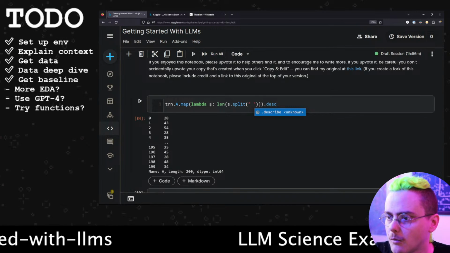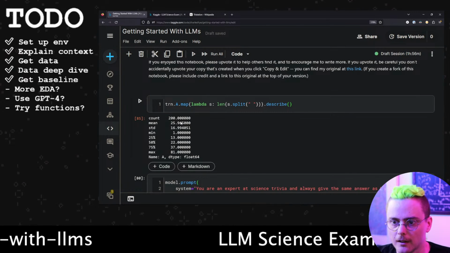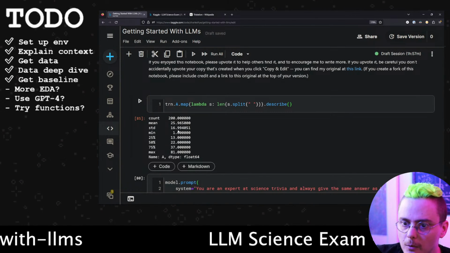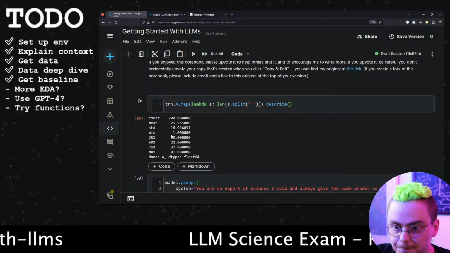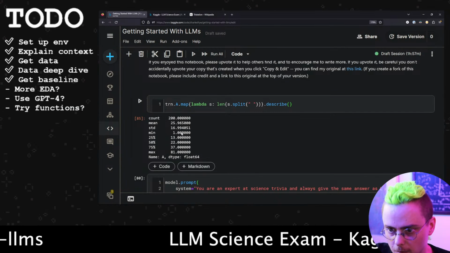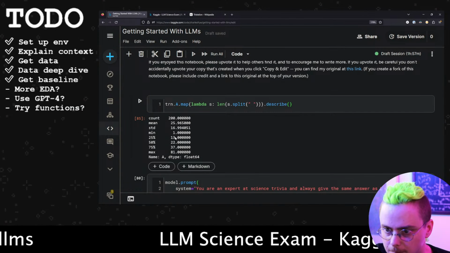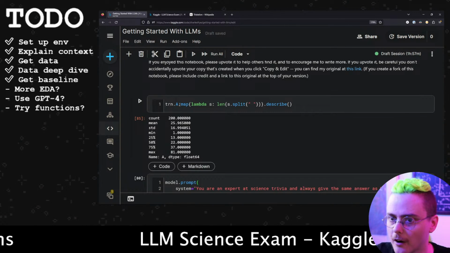And then we'll use a nice little pandas function, describe. So average of 25 words, standard deviation of 16, so pretty big. Oh wow, minimum of 1 word in a response. That's pretty wild. That might be a data error. We should check that out. All right, so let's try that.